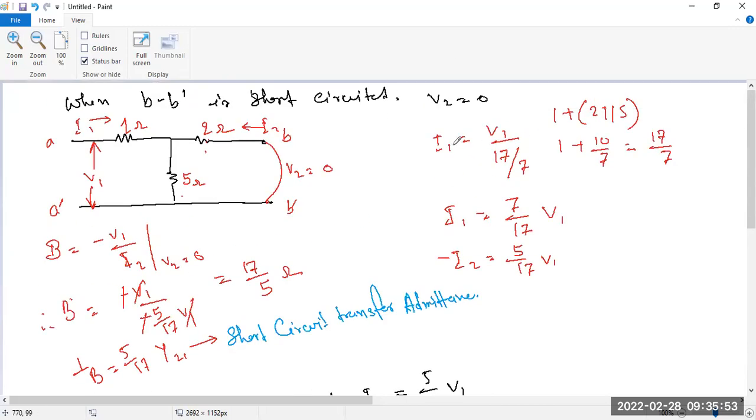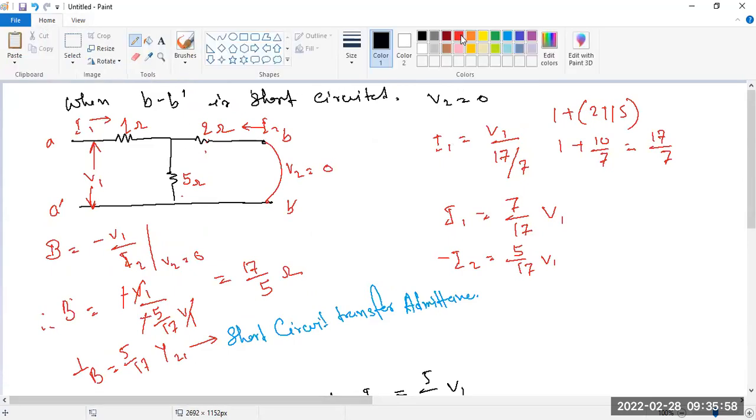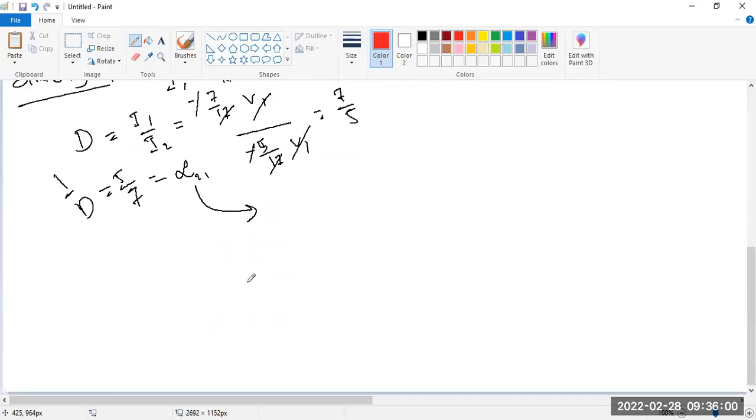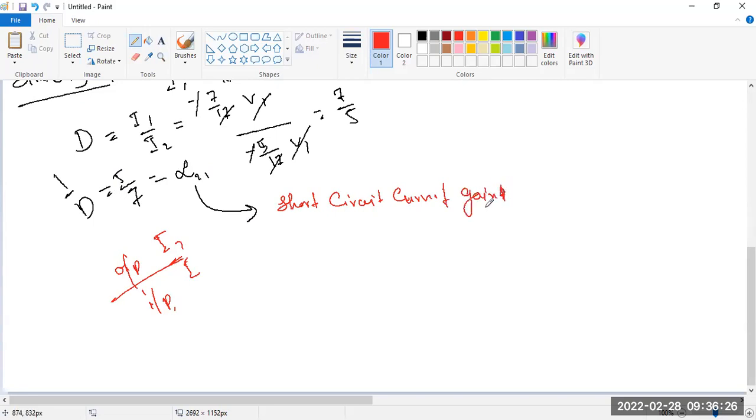Once again, please tell me, short circuit. Short circuit current gain. Yes, thank you. Short circuit, because current I1 by I2, and it was given I2 by I1, means output by input. This is called gain, and this is for only current. That's why we are saying current gain.